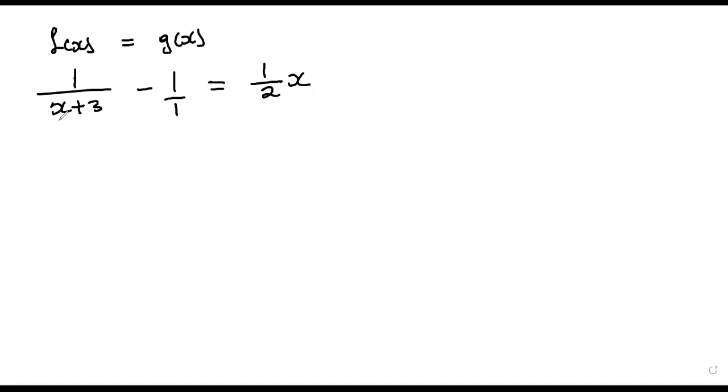So the denominator here is x plus 3, the denominator is 1, the denominator is 2. So we understand that the LCD is the product of all the denominators, so that lowest number possible. So in this case, our LCD will just be 2 into x plus 3, like that. So we multiply every term by the LCD.